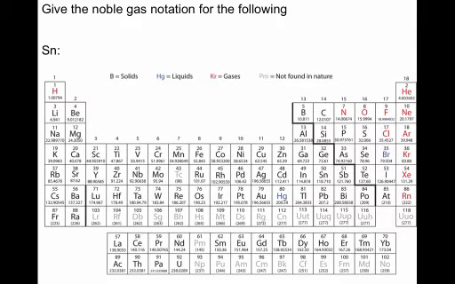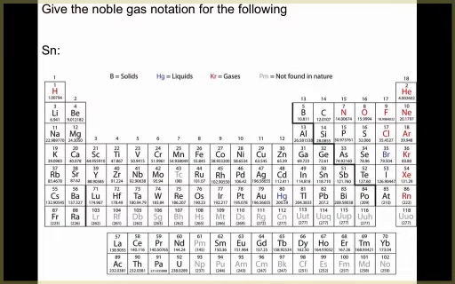I'm going to do tin. Actually, we're going to do 2 more examples. One's going to be kind of a bonus one. Okay, so here's tin right there. Noble gas. My number's over here. 2, 3, 4, 5 this time. So here is tin's noble gas, krypton.